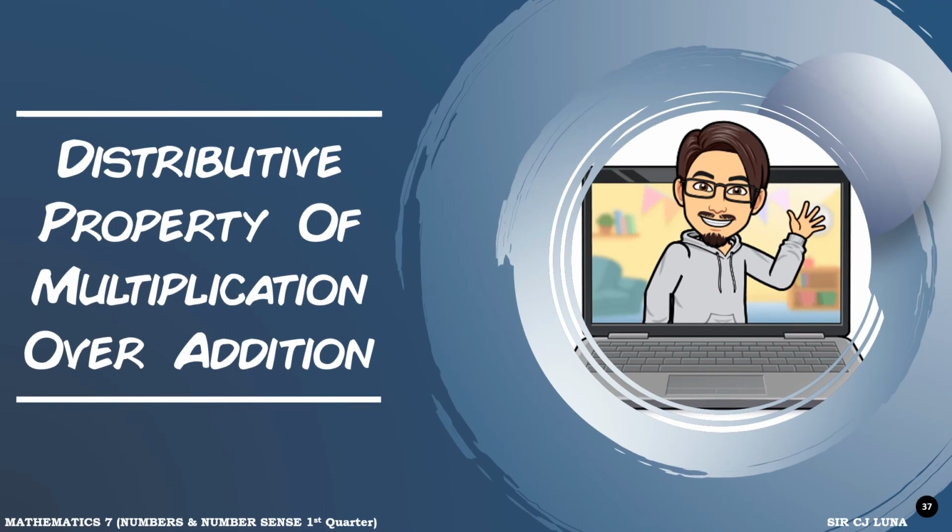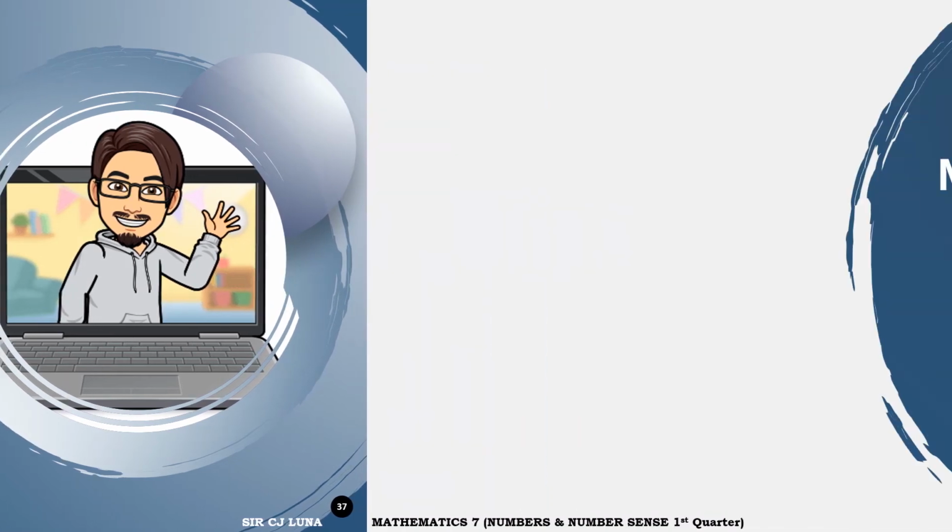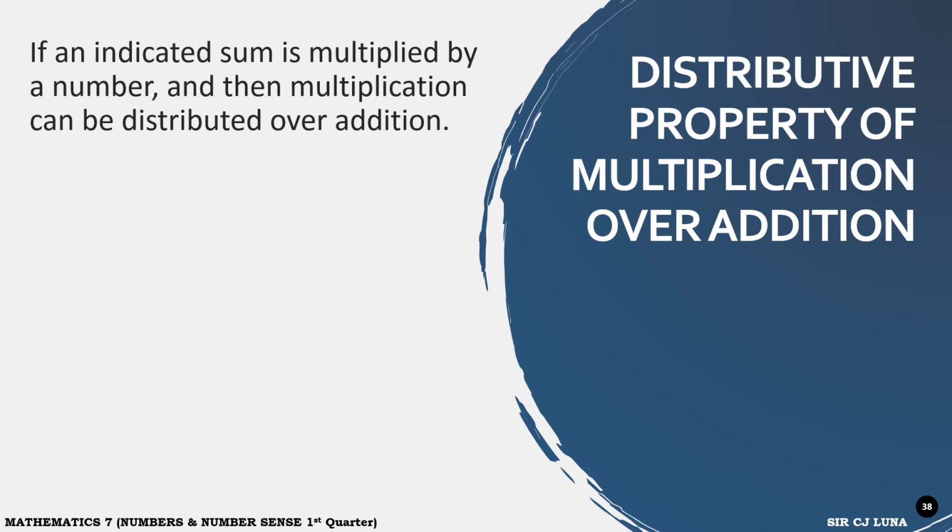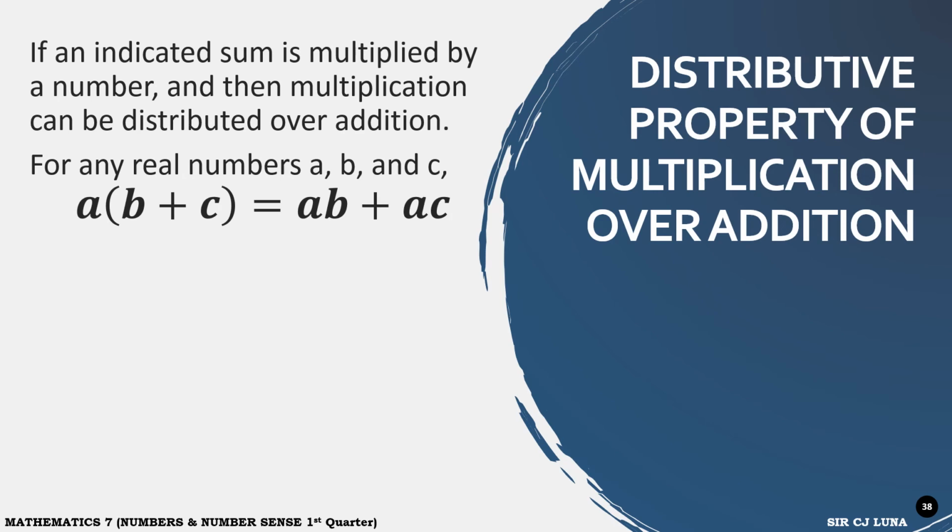Moving forward, we have the distributive property of multiplication over addition. If an indicated sum is multiplied by a number, then multiplication can be distributed over addition. For any real numbers a, b, and c, we have a times the quantity b plus c is equal to ab plus ac. So ano nangyari? Dinistribute mo yung a na nasa labas. Dun sa loob ng parenthesis, we have b plus c. So a times b is ab plus a times c is ac.